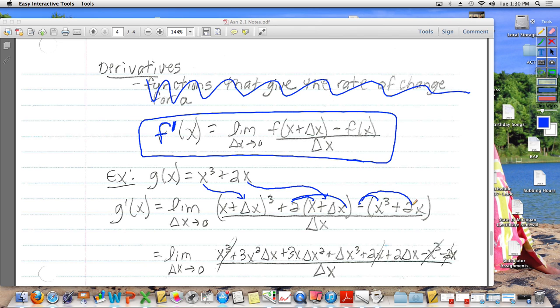And then you start canceling things out. So these x cubes cancel out. We have a plus 2x and a minus 2x that cancel out. You with me there? I'm going to delete here in just a minute and scroll up.